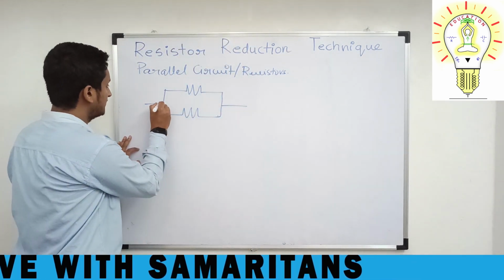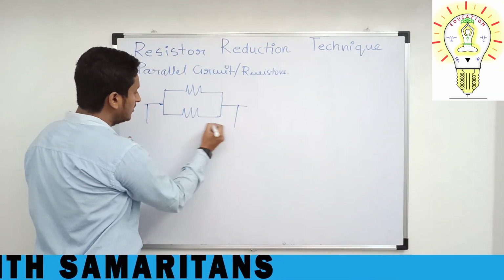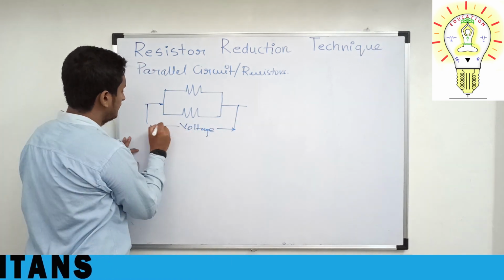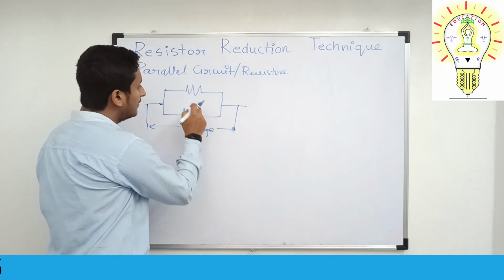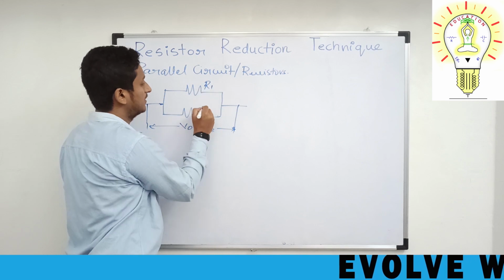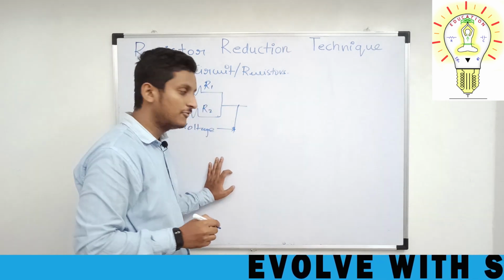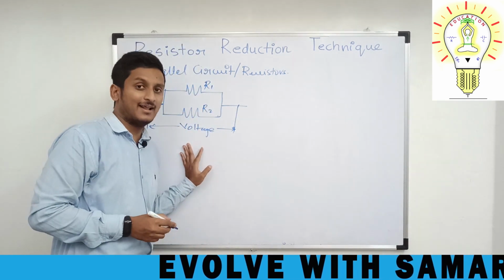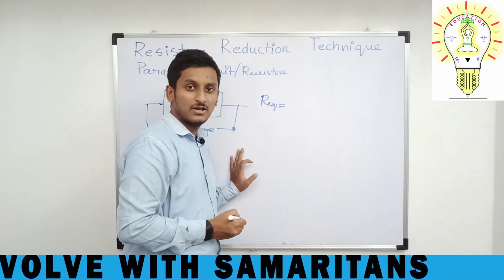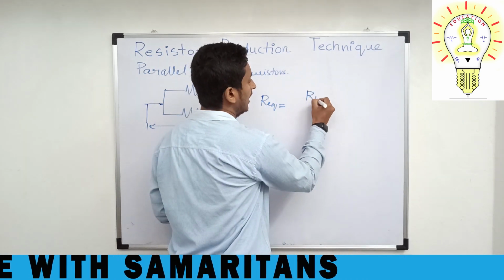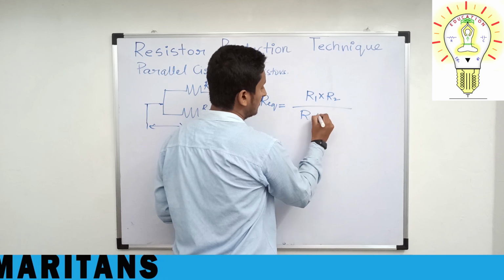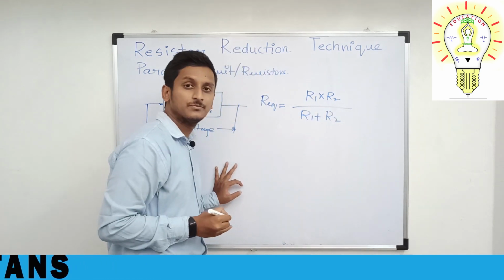So, if you check this, the voltage between this will be equal. Why will this be equal? Because the similar ends of the resistors are connected together. And this is R1 and this is R2. Now, whenever you have this kind of parallel circuit, if you are going to calculate R equivalent, the formula will be R1 into R2 by R1 plus R2.